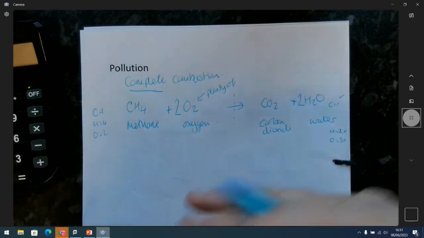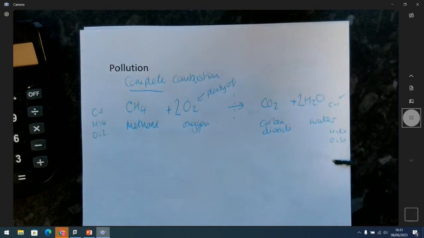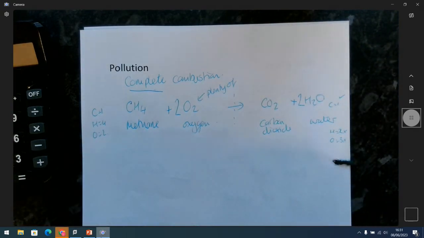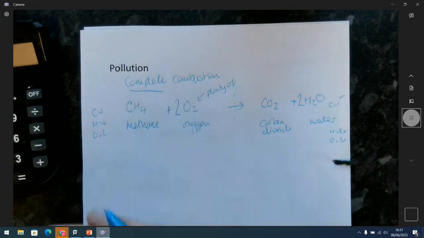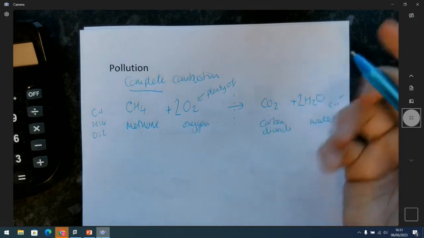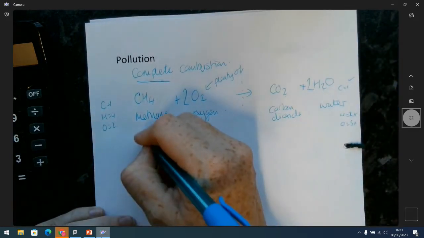So you might get asked to write the products of it. You might get asked to balance an equation around it. It's knowing that when you've got plenty of oxygen, all of the fuel does in fact burn. And that is why it's called complete combustion. And it's why you make carbon dioxide and you also make water.